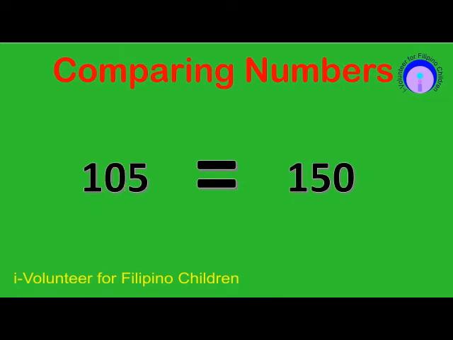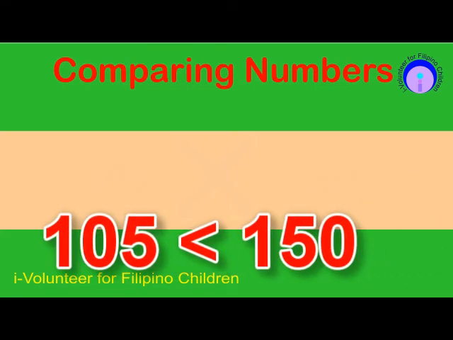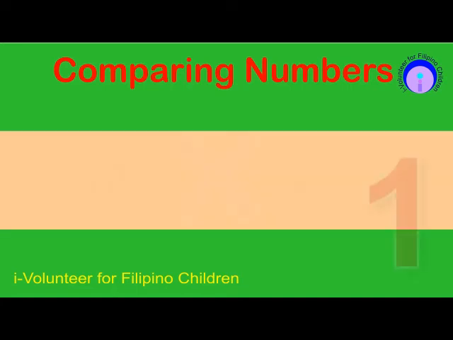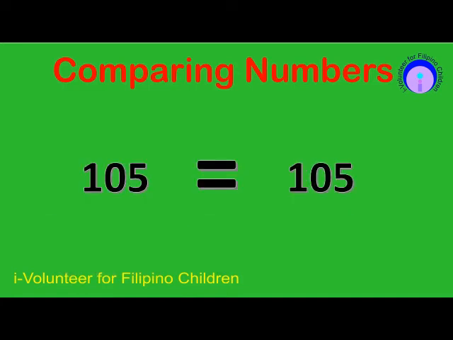The number is 105 equal 150. The answer is false. The correct answer is 105 is less than 150. The expression is read as 105 is equal to 150. The expression is false, and that is why it must be 105 is less than 150. The number is 105 equal to 105. The answer is true. You must say 105 is equal to 105.